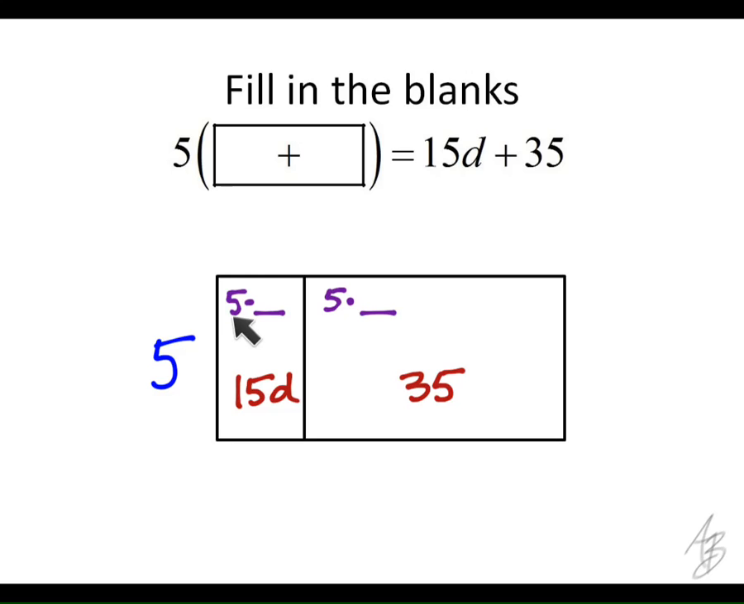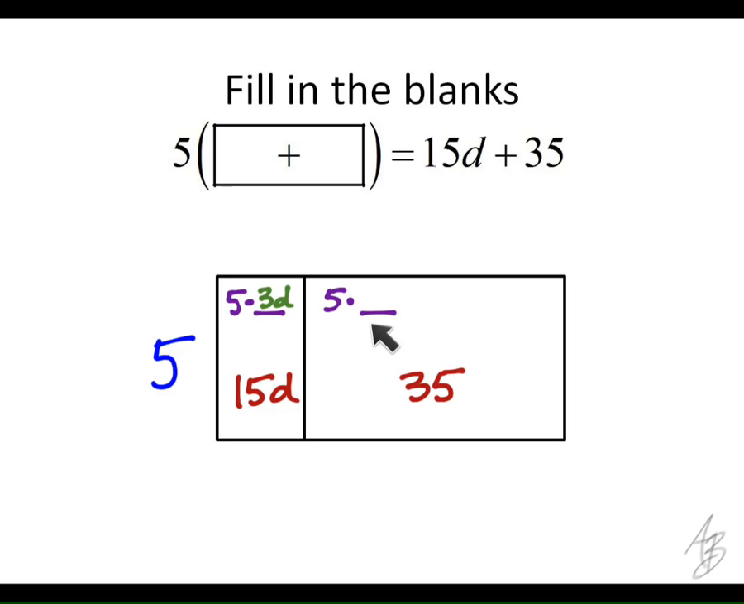So what do we multiply by 5 to get 15D? What do you multiply by 5 to get 15? 3, right? 5 times 3 is 15. If you didn't know that, you do 15 divided by 5, right? So can I just put a 3 here? No? What else do I need? I need the D, right? So it's going to be 3D.